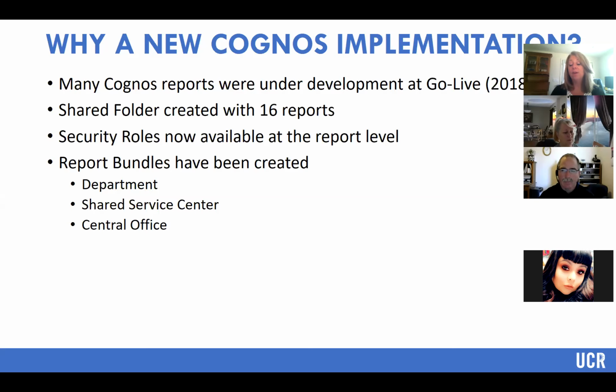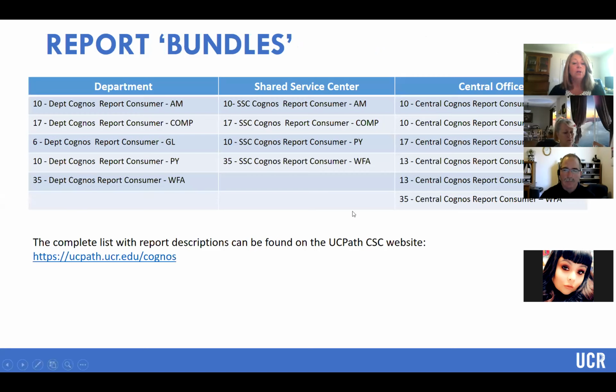So you may not need to have every single one, like a payroll and an absence management, because some of the reports are in both of those groups. So here you can see some of the high-level names that we've called them. So for the department, there are 10 absence management reports, 17 reports dealing with comp, 6 for general ledger, 10 for payroll, and 35 for WFA. And essentially the same group is available for the shared service centers, except for GL. They don't really have a need to look at GL data. It's more for department and central office use.